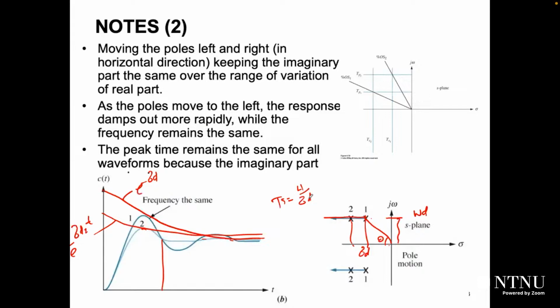So the peak time remains the same for all waveforms because the imaginary part is the same. If we check, this is a peak value and this is the peak time TP. What is TP? It is pi divided by omega d. Omega d is the same, so the peak time will not change. But the maximum overshoot will change. Why? Because for location 1, we will have theta 1 and we will get zeta 1, which will be cosine theta 1. For location number 2, we will get another zeta, which will be cosine of another theta 2. And theta is connected with the overshoot.